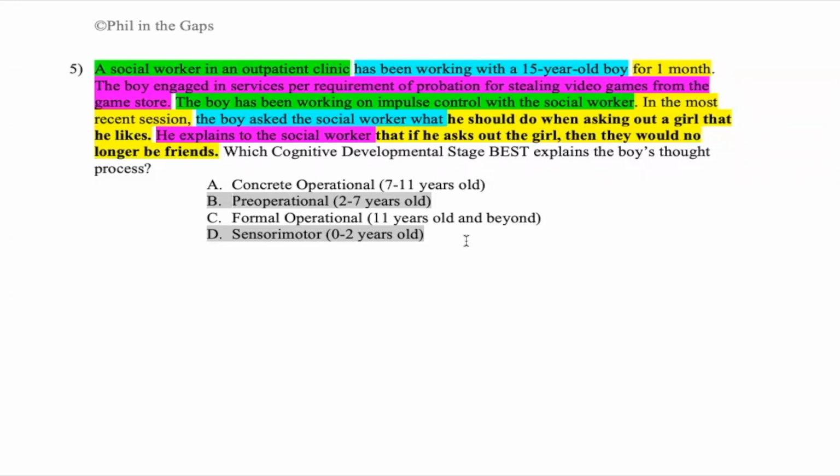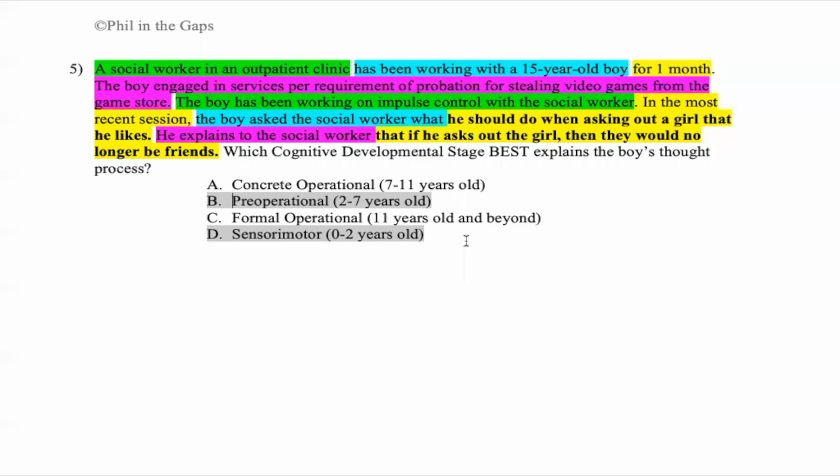Let's look back at the question to see what we're looking at in particular. We're working with a 15-year-old boy. It's been 1 month. He engaged in services per requirement of probation for stealing video games. He's been working on impulse control. In the most recent session, he's like, you know what? I want to ask out this person, but I'm not really sure how this will work out. If I ask them out, then we will no longer be friends. He's saying it's probably not going to work out.